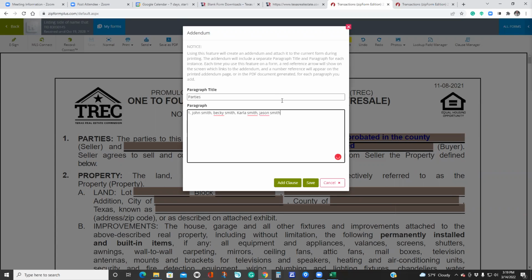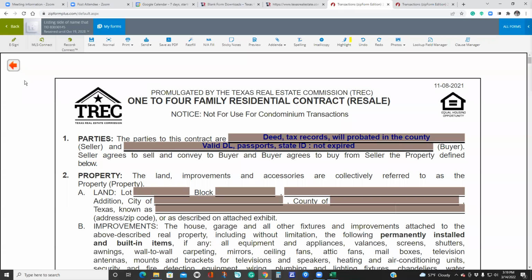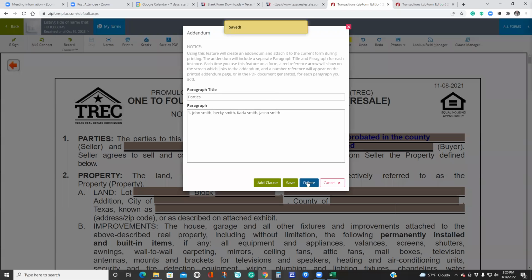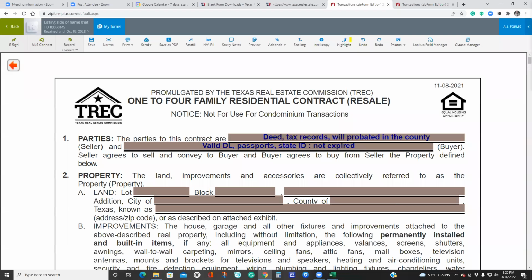And what that'll do is on the left-hand side of this, you see that little red arrow pop up there? That red arrow tells us that there's an addendum attached to it, other than the typical form addendum. And we'll see that at the end. We want to use that because that creates a page for them to actually sign.